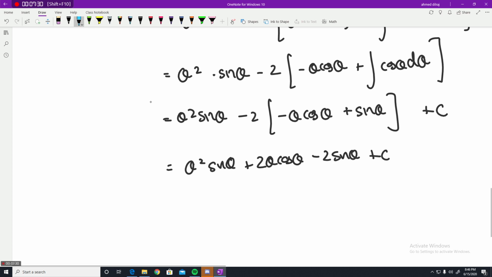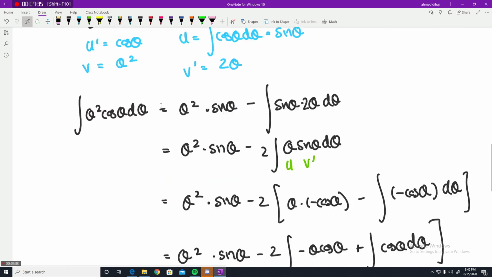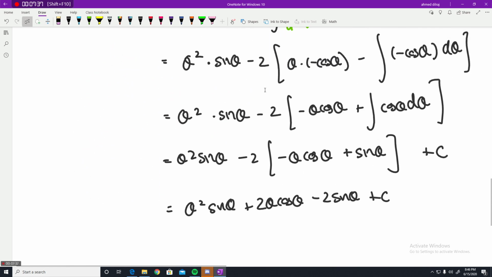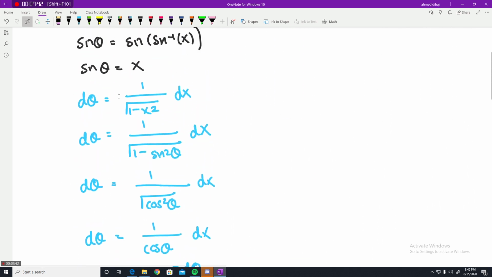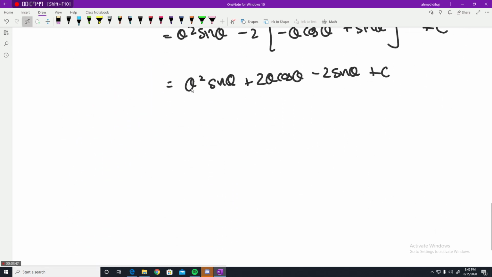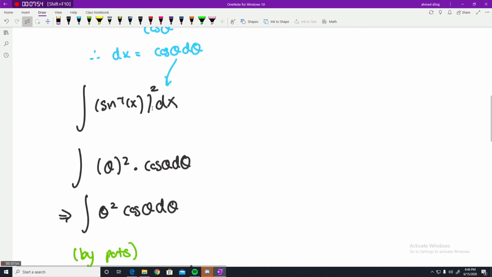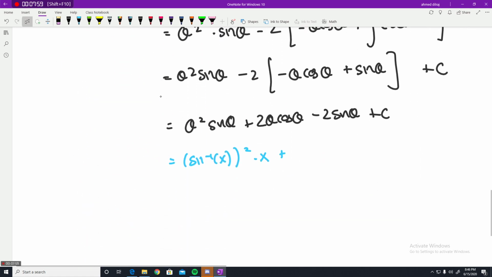Now, we want to integrate this in terms of x, because that's our original function. So we can't actually have them in terms of theta and say we're done. We have to change them back. So initially, we said that theta is equal to sine inverse of x. So here, this theta squared becomes sine inverse of x whole squared. And we said that sine theta is equal to x. So we can just change that to 2 times x. Plus 2, and theta again is sine inverse of x, cos theta.